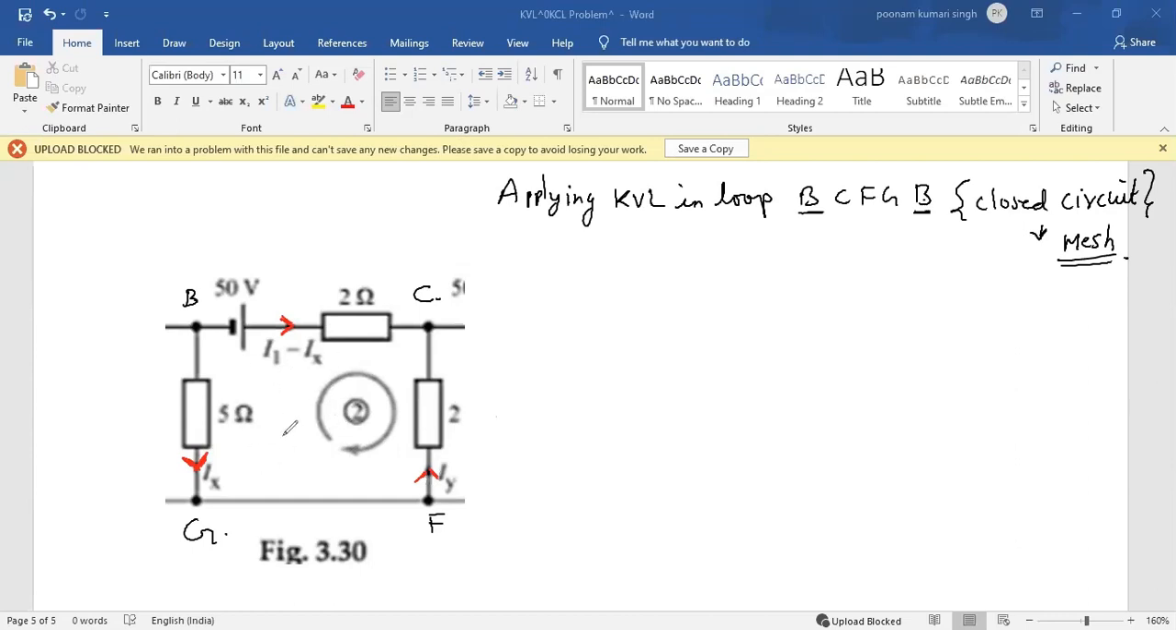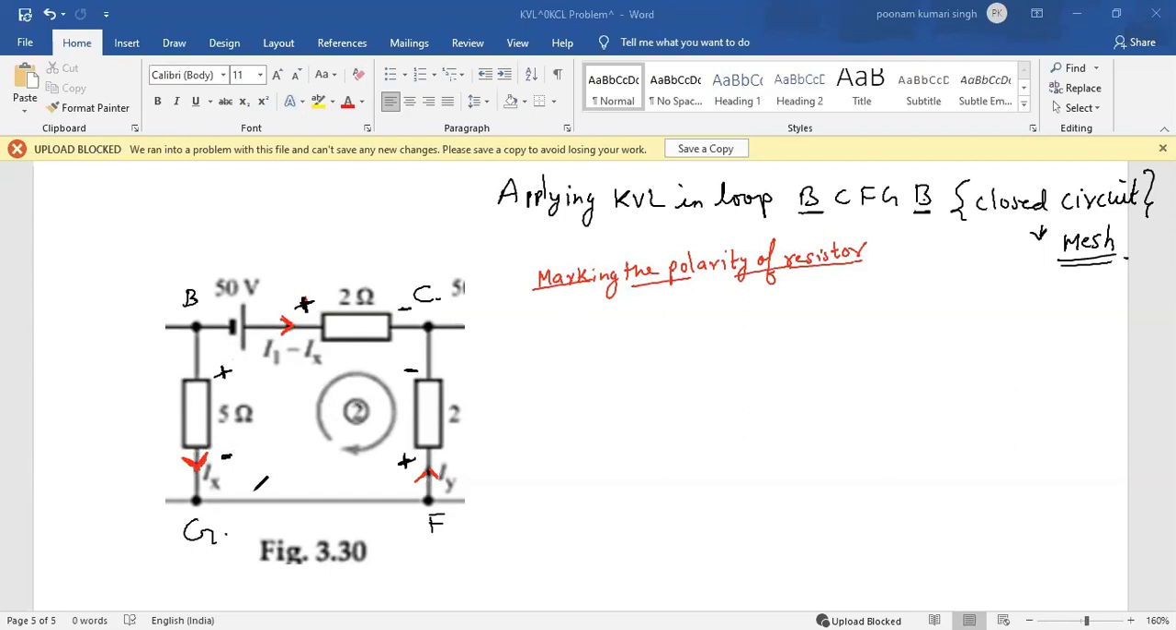The first step is always marking the polarity of the resistor. You can see here current is moving like this. It will always enter at the higher part and leave at the negative part. Here current is going upwards, so here I have plus and here I have minus. Here current is going downwards, so here I have plus and here I have minus.